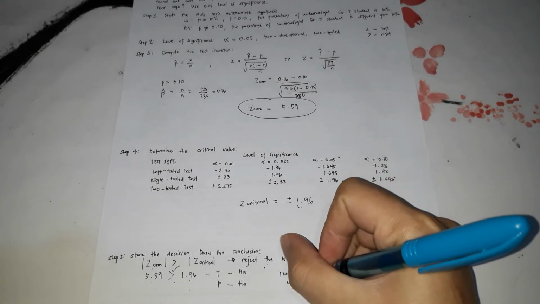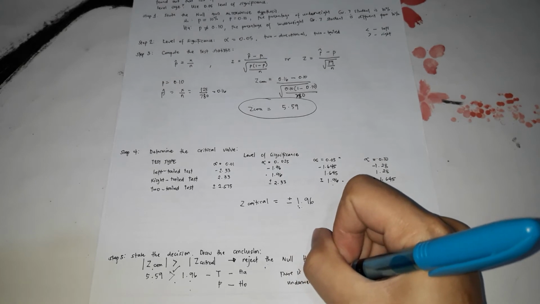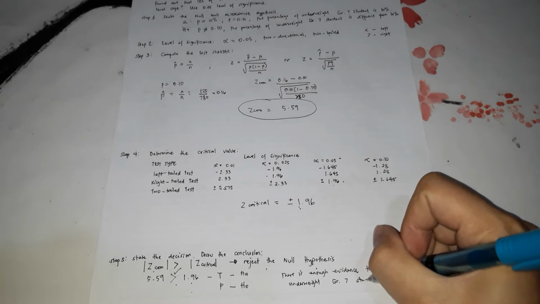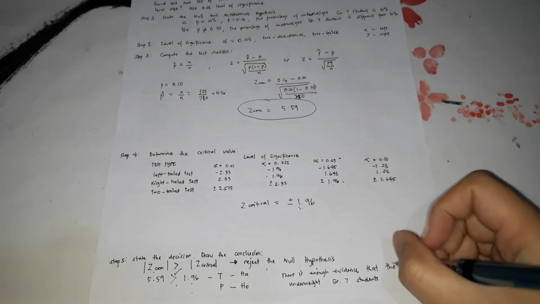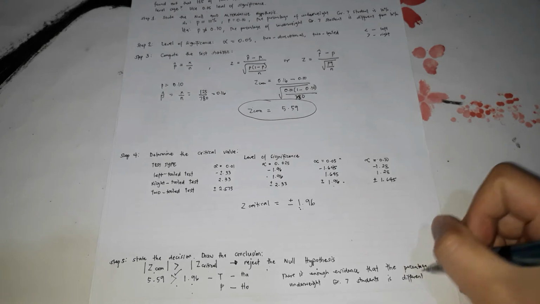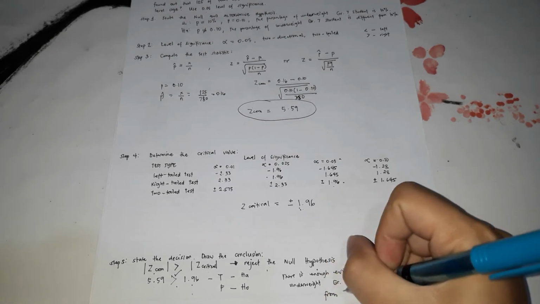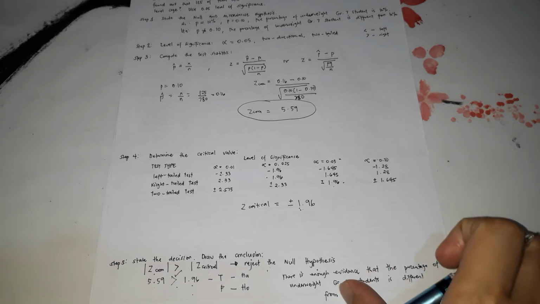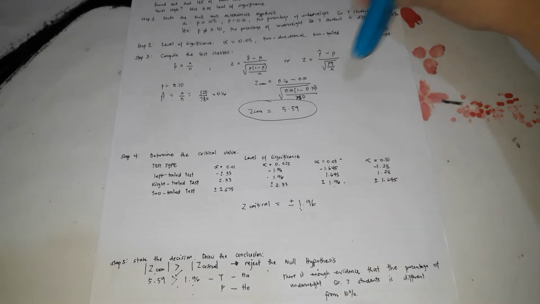of underweight grade 7 students is different from 10%. Ibig sabihin, the percentage of underweight grade 7 students is not 10% already. So that's for our first example.